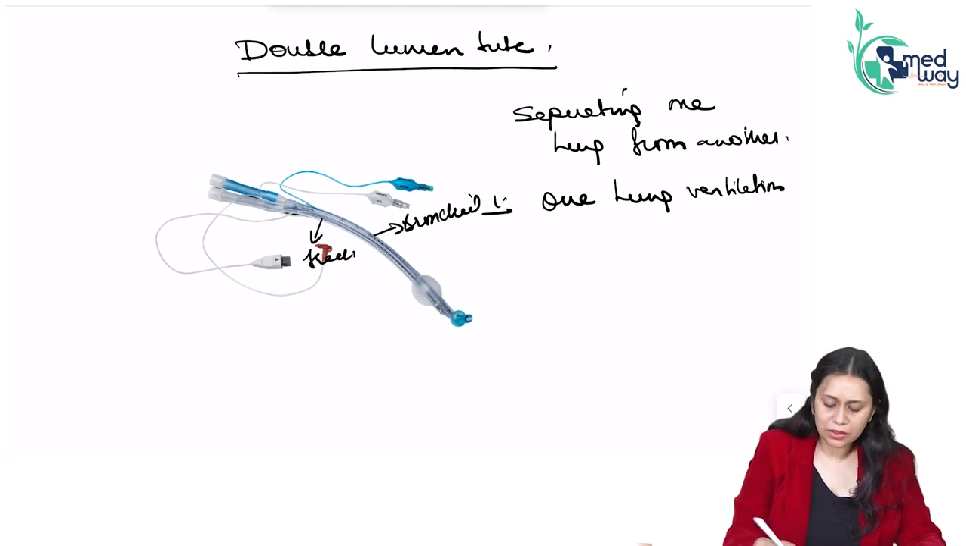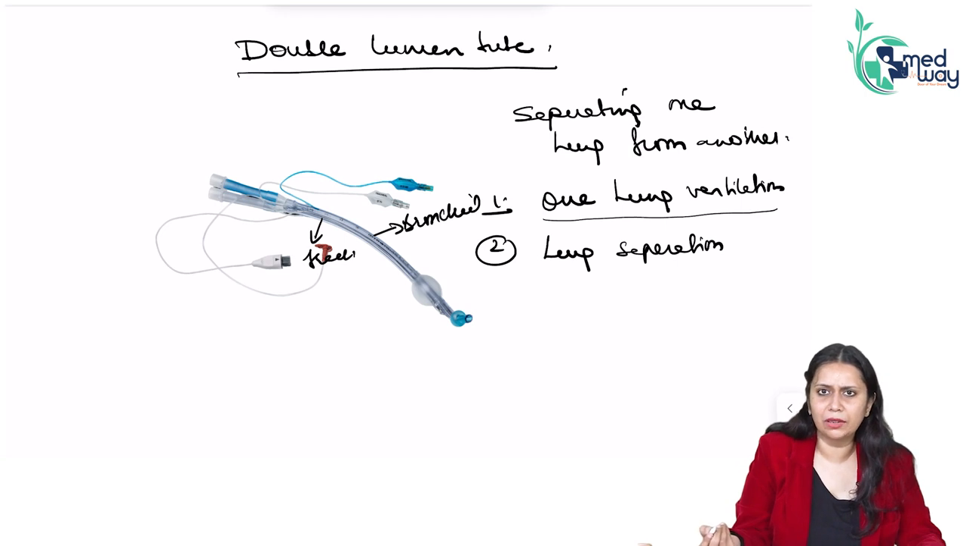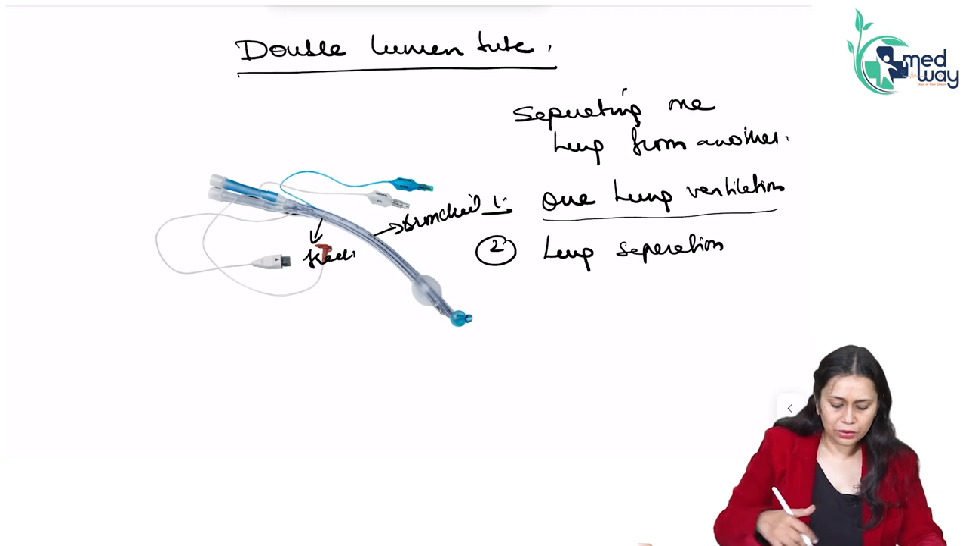Okay. This is used for one lung ventilation, lung separation in case of hemoptysis, etc., or infection in one lung, severe infection in one lung. Okay. We sometimes use it for differential ventilation also. So this is the double lumen tube.